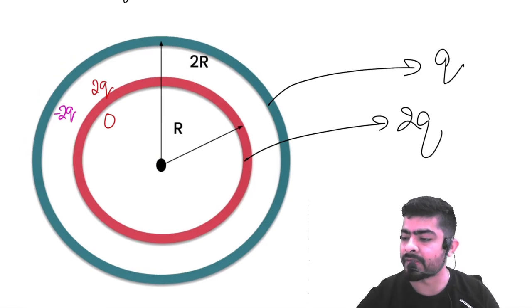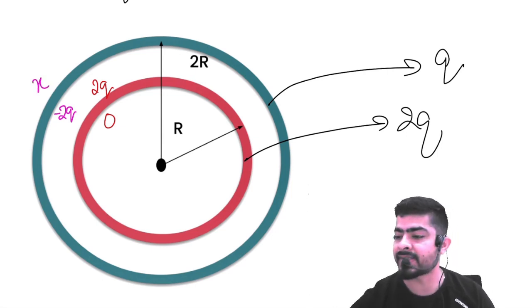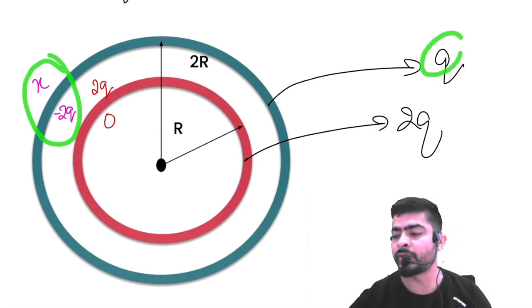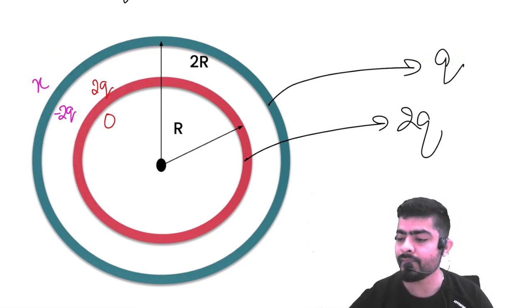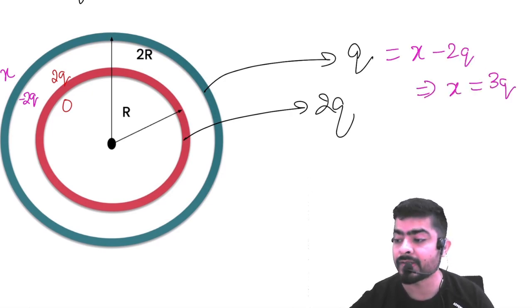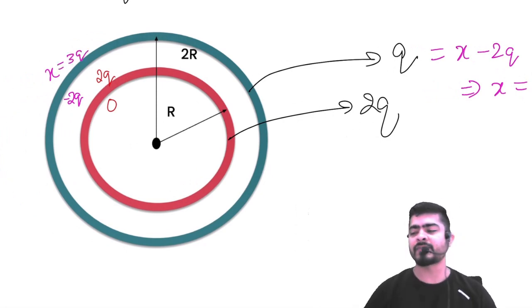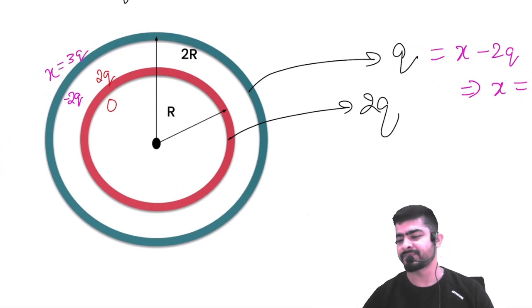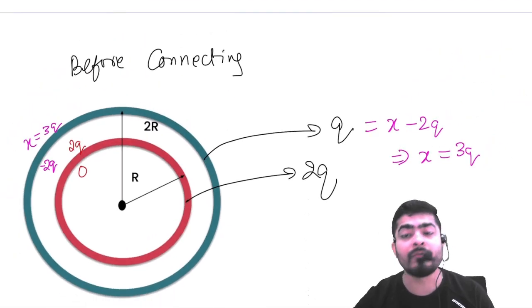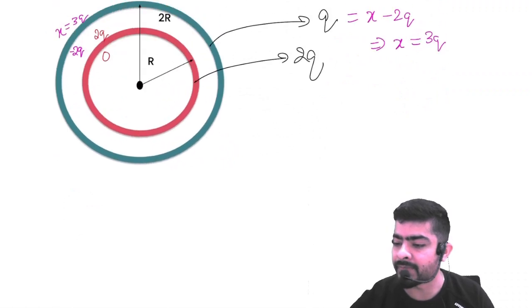And now let's say the charge on the outer surface is x. So the sum of these two should be equal to q. So this should be equal to x minus 2q. So x will be how much? 3q. Okay. So x will be equal to 3q charge present over here. Alright. So this is the situation before connecting them. Now after connecting, what will happen?